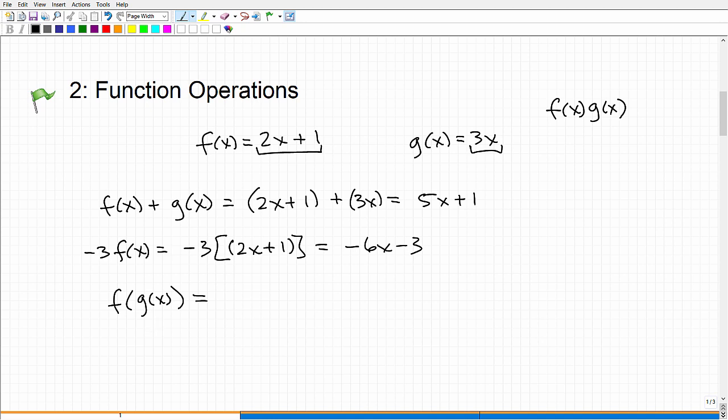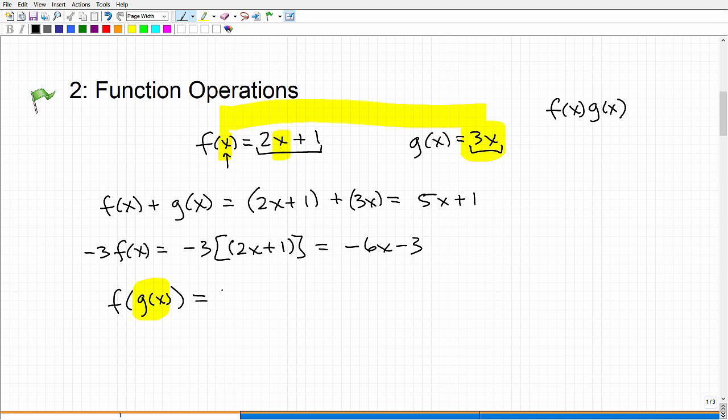Remember how we evaluate a function? If I plug in a number right here, like in that previous example I just did of f of negative 5. Well, in this case, I'm not plugging in a number, I'm plugging in this function. I want to find what f of g of x is. Now the g of x function is 3x, so I'm going to be plugging in the 3x right here. Therefore, this x in the f function is going to be replaced with the value of the g of x function, which is 3x.